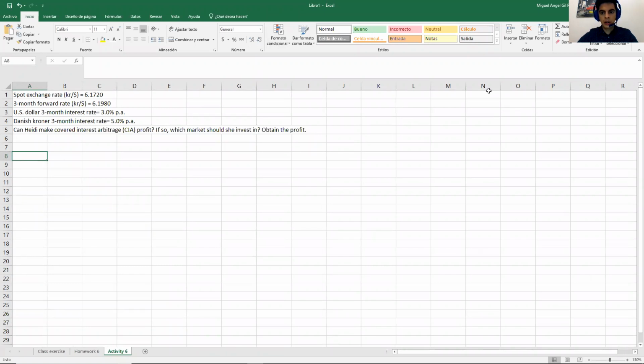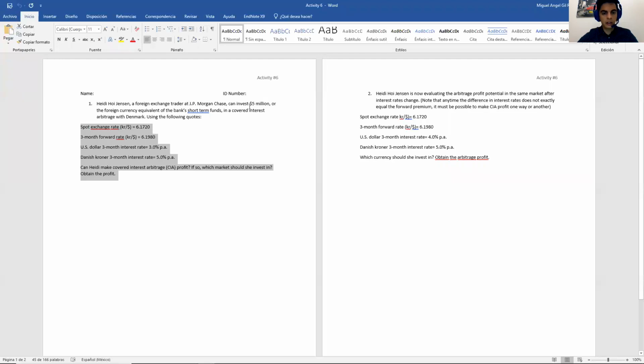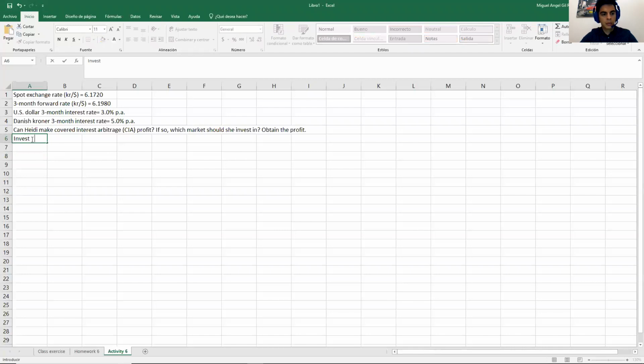So here, I think it says, let me go to the Word file really fast. It says that someone can invest $5 million. So that will be the initial investment, and this is the data that we have to do the exercise. So let me write here that the investment is $5 million.